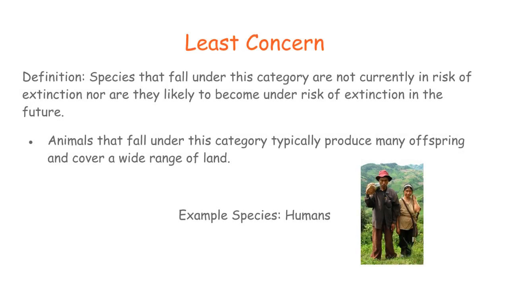And the last conservation status that is yet to be discussed is least concern. Basically, this is the status where there is absolutely no risk of endangerment. A few species that do fall into this category are the Arctic fox, the Arctic whale, the brown bear, the gray whale, the swift fox, and of course, humans. And notice how all these species typically do produce many offspring and they do cover a wide range of land.